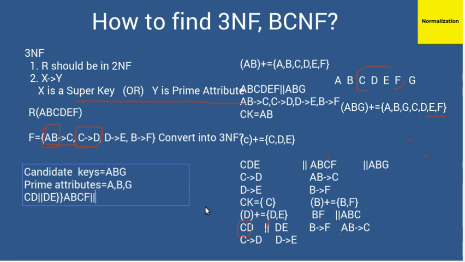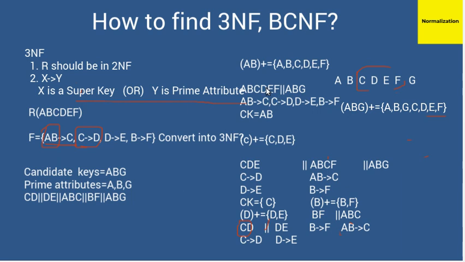Oh, I made a mistake here. Yeah, ABCF, and the last one is ABG. So here it is not ABCF, it is ABC and BF. That's it. So in this way you need to convert into the 3NF. The 3NF looks somewhat lengthy, but it is very simple.